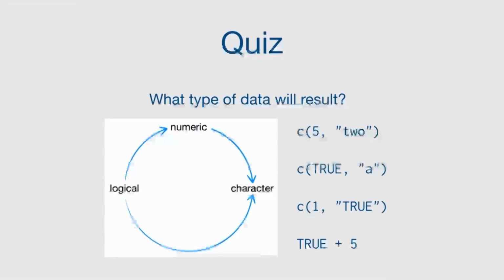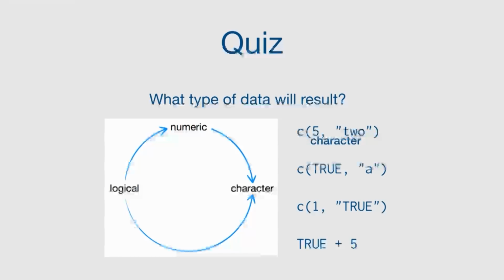So let's test your knowledge of these things. I'll go through these somewhat slowly so you have a chance to guess at each one before I show you the answer and see how many correct answers you can get. So first, if I make the vector that has 5 and the text "2", what would the class of that vector be? If you said character, you're right, because "2" is a character string and the number 5 will be converted to characters.